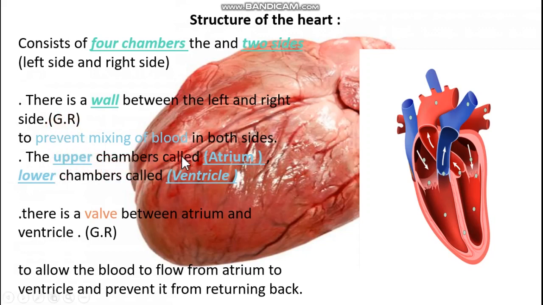The upper chamber is called the atrium, and the lower chamber is called the ventricle. Between the atrium and the ventricle, there is something called a valve. The valve is like a door between the atrium and ventricle. It allows the blood to flow from the atrium to the ventricle and prevents it from returning back to the atrium again.